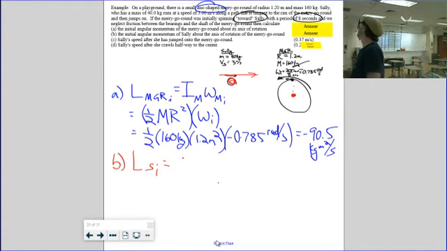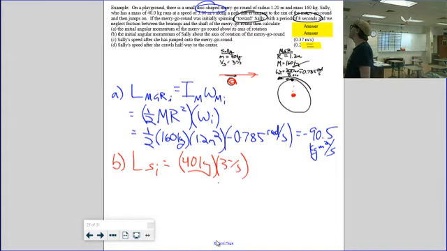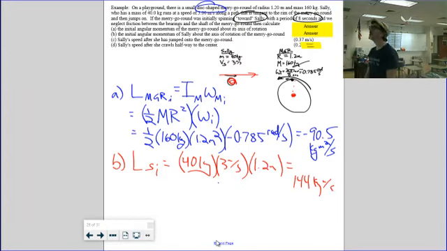So mass of Sally is 40 kilograms. Velocity of Sally is 3 meters a second times the radius, 1.2 meters. Multiply this all out, and you get 144 kilogram meters a second, all right? So those are the angular momenta, if you want to be specific. Those are the angular momenta of the two objects before the interaction occurs, right?